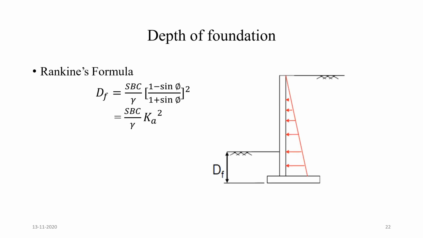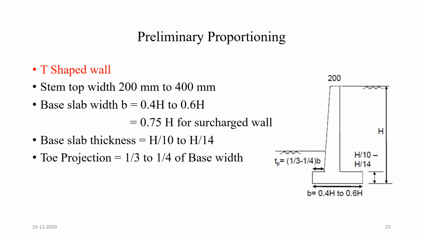Next one, depth of foundation. From Rankine's formula, depth of foundation Df = (SBC/γ) × ((1 − sin φ)/(1 + sin φ))². Therefore Df = (SBC/γ) × Ka², where Ka is the coefficient of active earth pressure. This is the figure of depth of foundation.